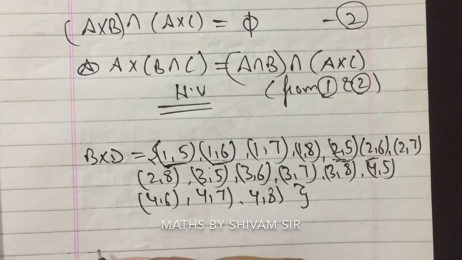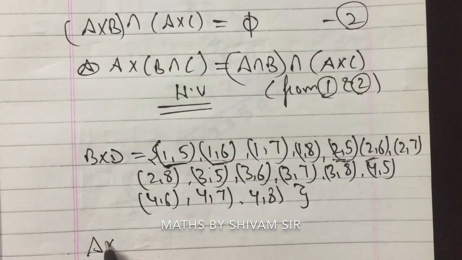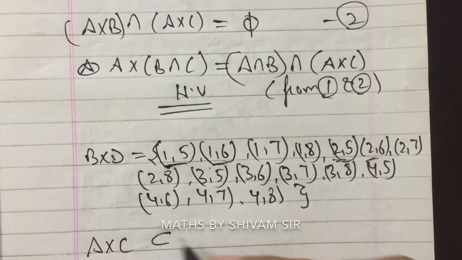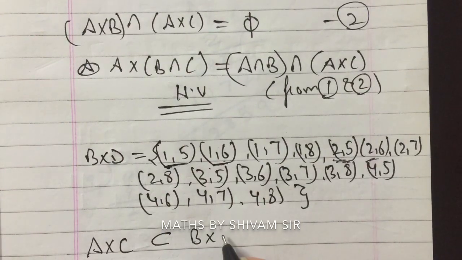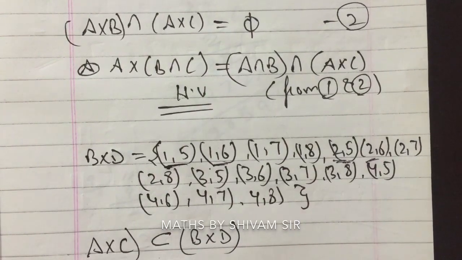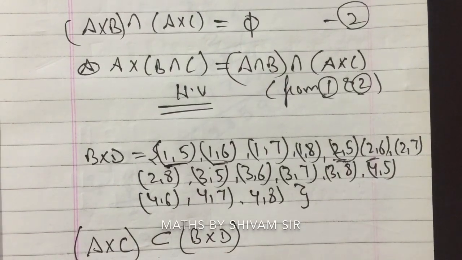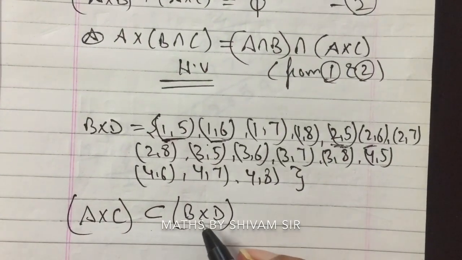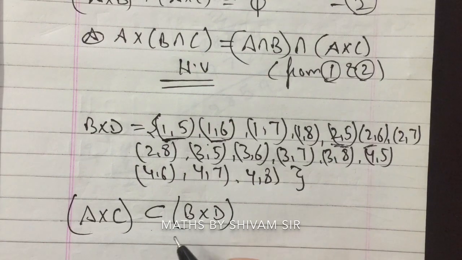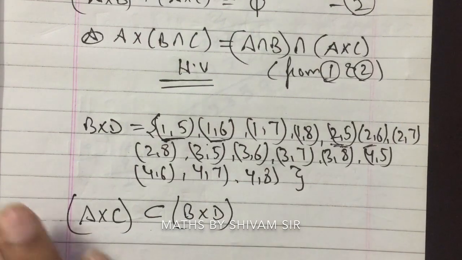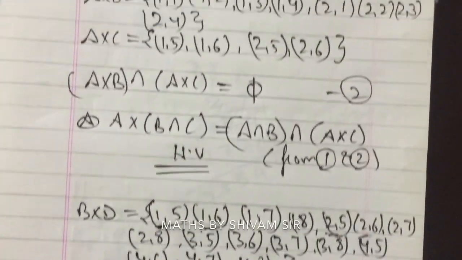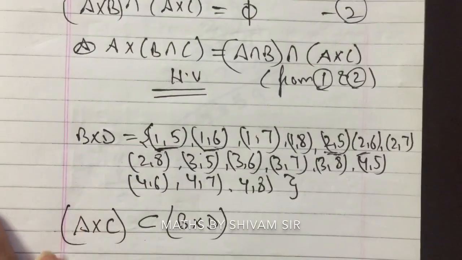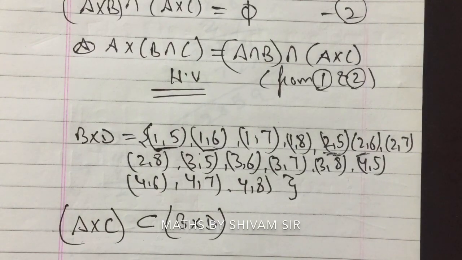So that means all the elements of A cross C are available in B cross D. So that means A cross C is a subset of B cross D. If all the elements of A cross C are available in B cross D, that means A cross C is a subset of B cross D. So these concepts we are using from the sets chapter only. I hope it is clear to you. You can pause the video to note it down.